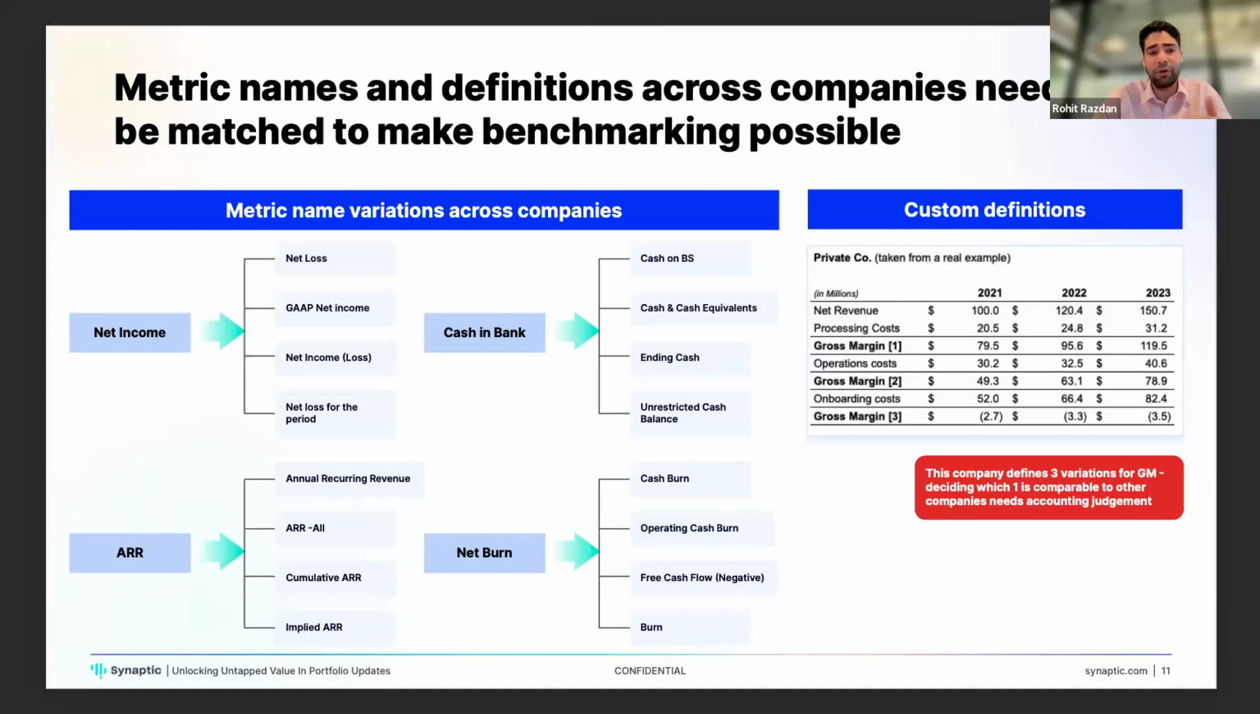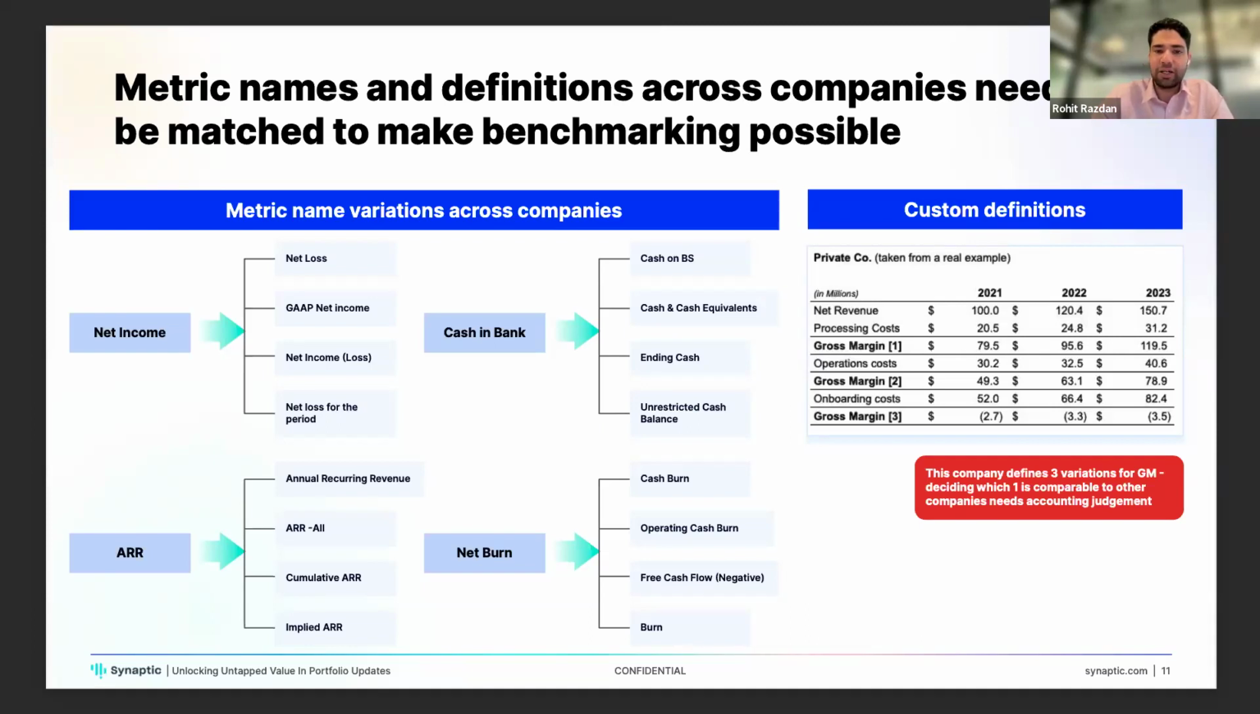There are a number of examples around this, and I've talked about it a fair amount, but metrics can be named differently even when they mean the same thing. And when they're named the same thing, they can mean different things as well. So it's both, and you need to apply disambiguation on top of this to really get accurate data.